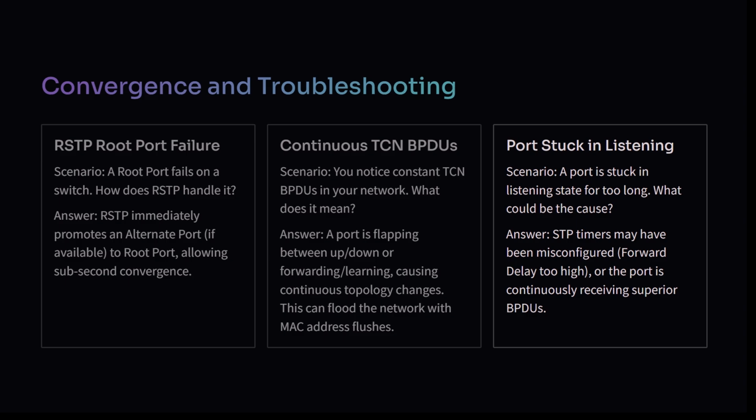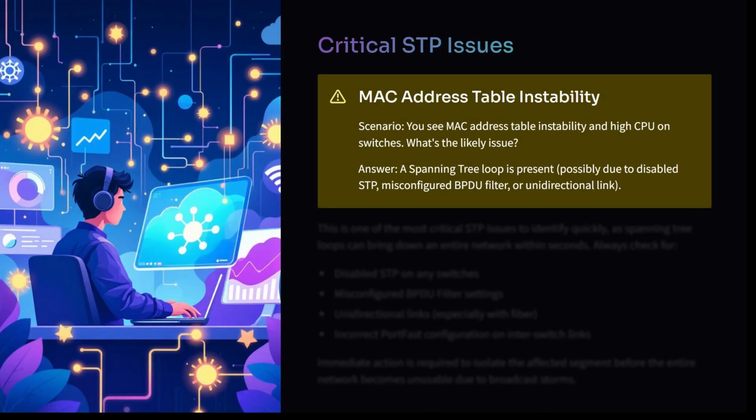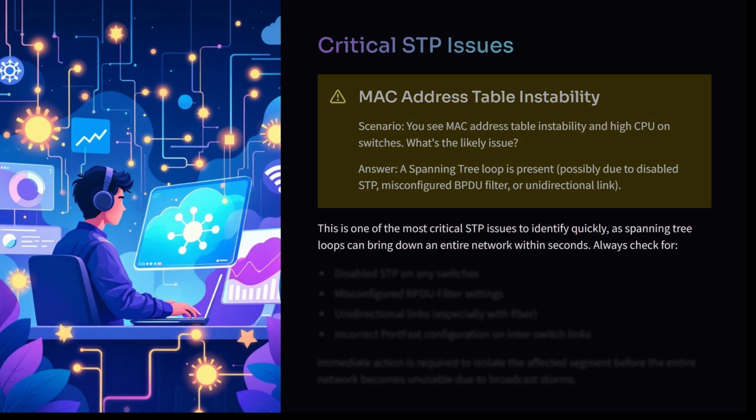Critical STP issues. MAC address table instability. Scenario: you see MAC address table instability and high CPU on switches. What's the likely issue? Answer: a spanning tree loop is present, possibly due to disabled STP, misconfigured BPDU filter, or unidirectional link. This is one of the most critical STP issues to identify quickly, as spanning tree loops can bring down an entire network within seconds.